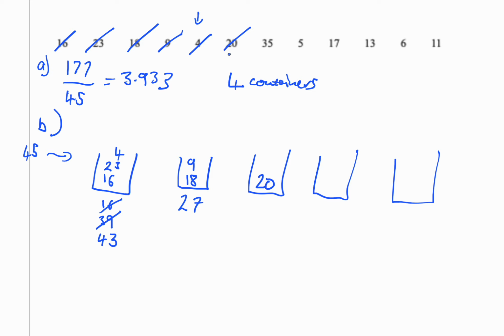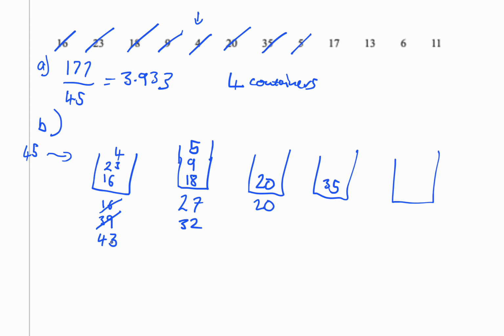What about 35? It wouldn't fit in any of them. It doesn't fit, so we have to start a new one. Yeah, bin 4. What about 5? Does that go in bin 4? No. Bin 3? No. Bin 2, yeah, you got it. So we add our 5 there, and that's going to give us 32.